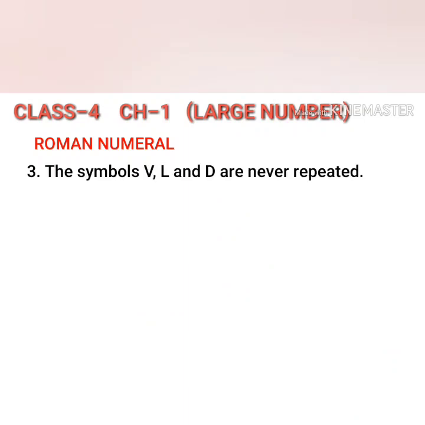Now rule number 3: the symbols V, L and D are never repeated. For example, 10, if we convert it into a Roman numeral, we cannot write VV. If you think you can write 10 as 5 plus 5, so the value of 5 is V, so VV, this is wrong. You can write only X because there is a certain symbol for it. The value of X is 10 in Roman numerals, so we write X for 10.